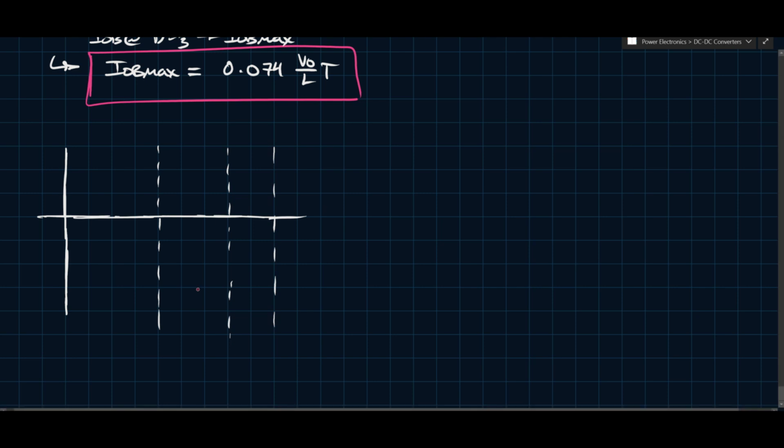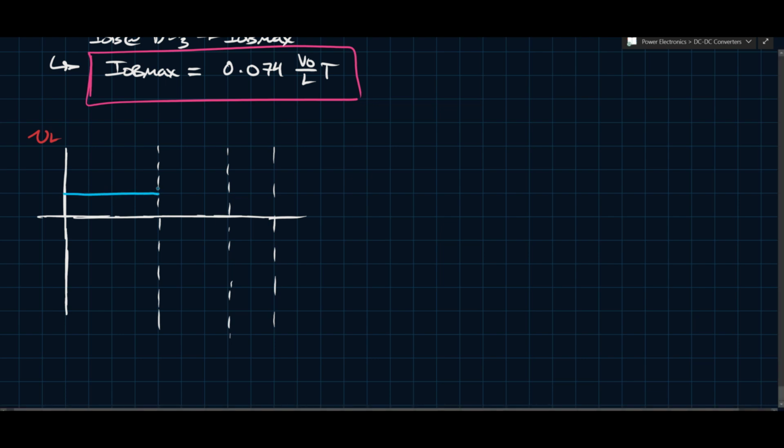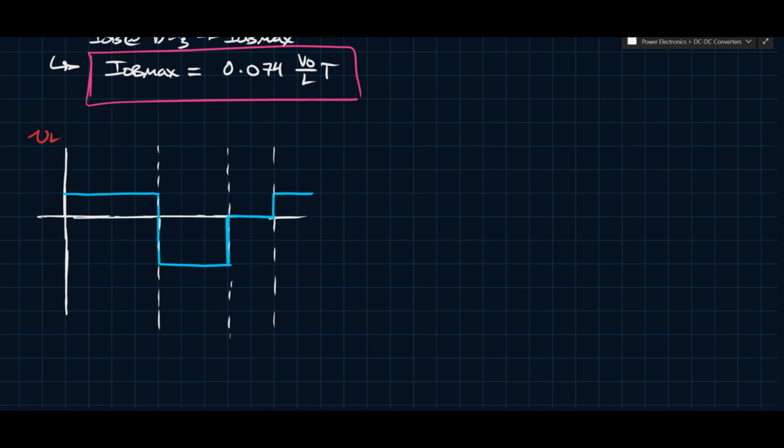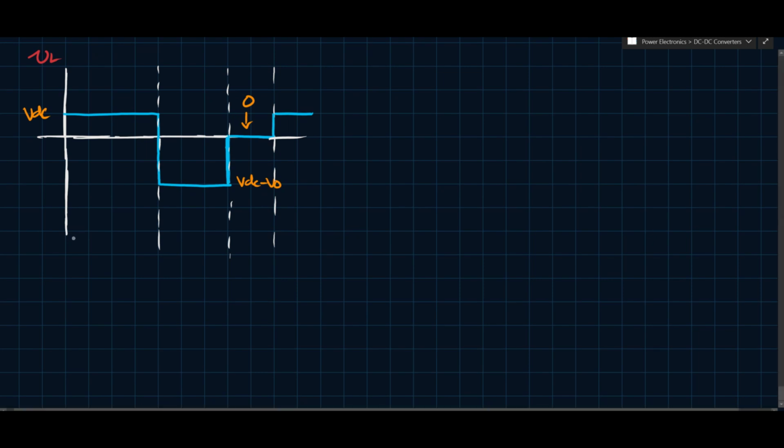Okay, so what we're going to do is plot here VL. If we're plotting VL, during this time it's VDC, during this time it's VDC minus VO, and then during this time it's going to go back up to 0 because the inductor current is 0, right? So you can't have a voltage across that. And then it'll go up like this again, and it'll keep going. So this is VDC, this is VDC minus VO, and this is obviously 0. I don't really need to write that, but we can just for the sake of consistency.